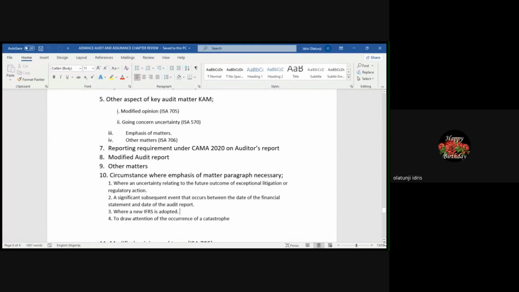But the last one is to draw attention to the occurrence of a catastrophe. That is, in the case of going concern uncertainty, whereby the company has been making loss for a particular period of time, and you just find out that there's a need for it. If the company did not report it, there's going concern uncertainty there. However, the auditor is going to report that situation in the matter paragraph.